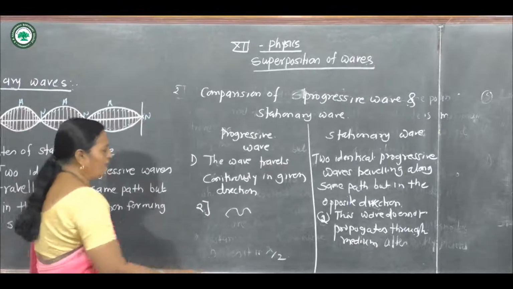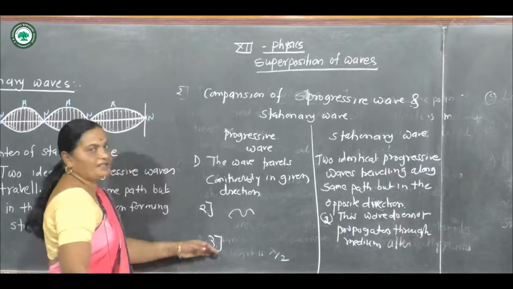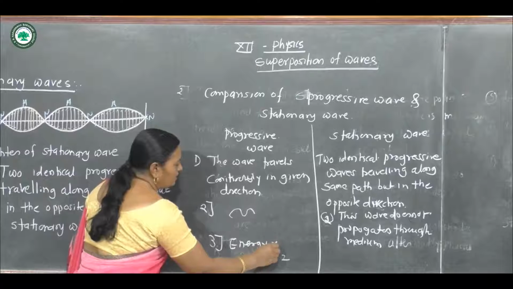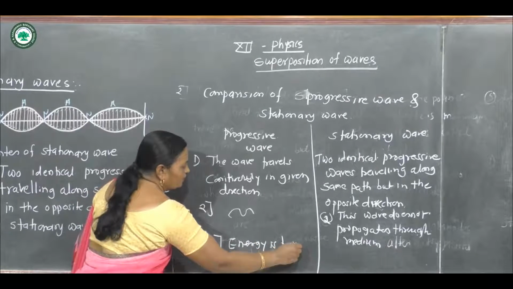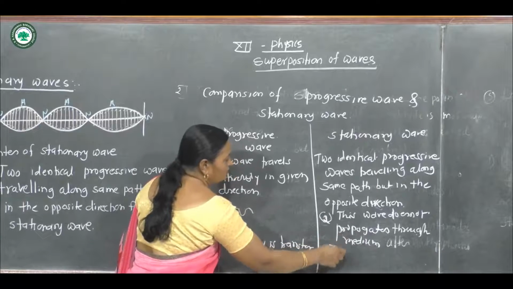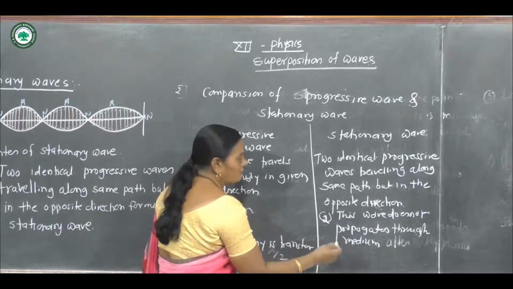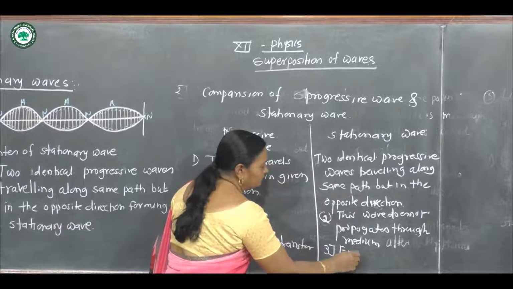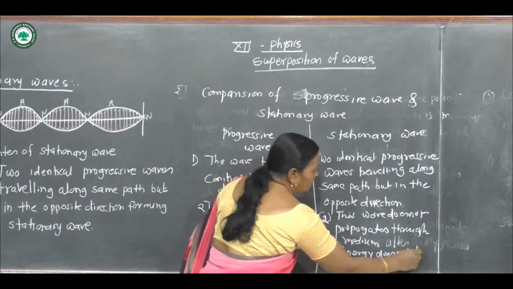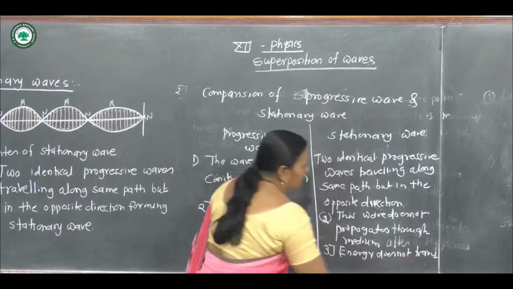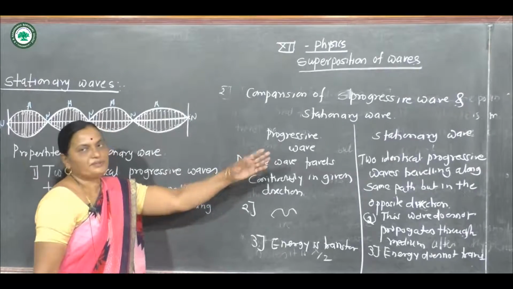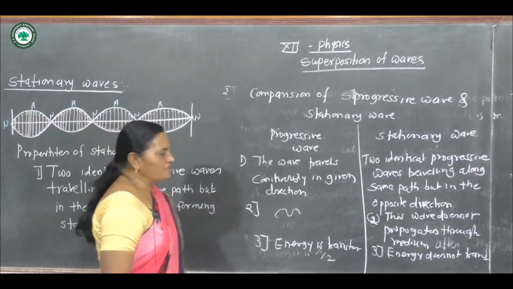In a progressive wave, energy is transferred from particle to particle. Here, in a stationary wave, energy does not transfer. At some points, that is the nodes, energy does not transfer. These are some comparison points for progressive wave and stationary wave.